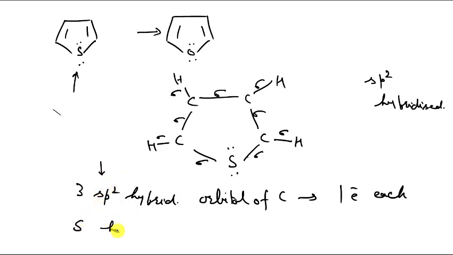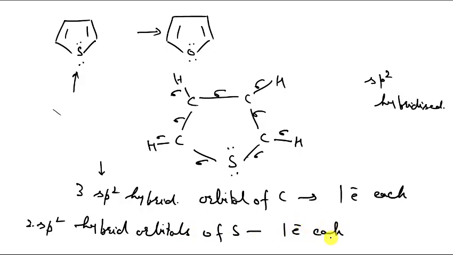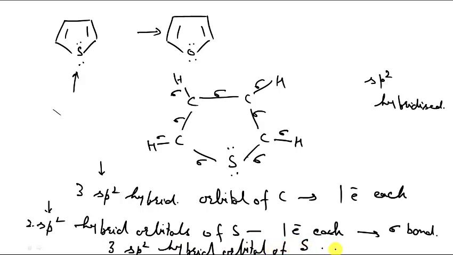Now sulfur has sp2 hybrid orbitals. Out of these, 2 sp2 hybrid orbitals of sulfur contain 1 electron each, which they use for the formation of sigma bonds. Sulfur is making 2 sigma bonds with carbon, and for that it is utilizing 2 of its sp2 hybrid orbitals. The third sp2 hybrid orbital of sulfur contains a lone pair. So these electron pairs are actually present in an sp2 hybrid orbital.